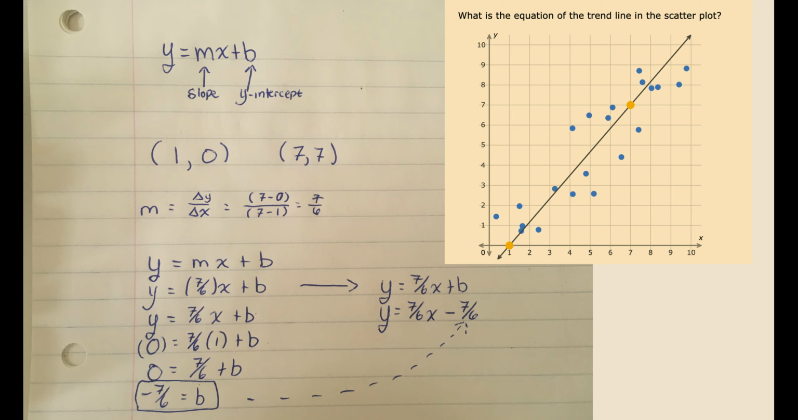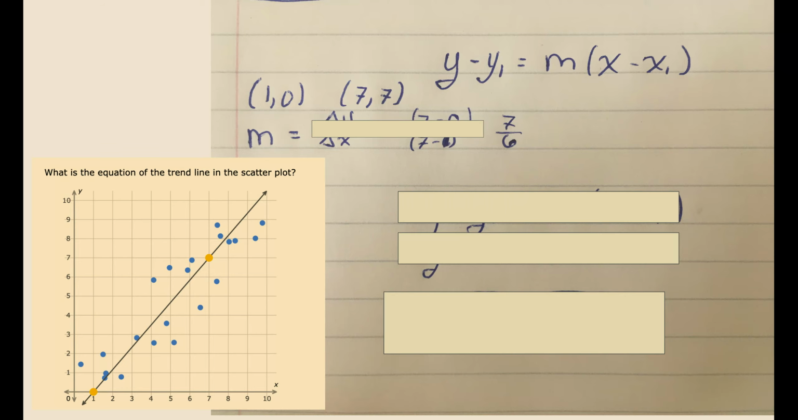Another way to do this, if this way is not what you like: you have 2 points, and when you have 2 points, you can always use the point-slope form to find the equation of a line. That means you just need 1 point and the slope. Regardless, you still need to find the slope. So calculate the slope. Again, the 2 points are the yellow points that are clearly on the diagram. Find the slope the same way as we did before.